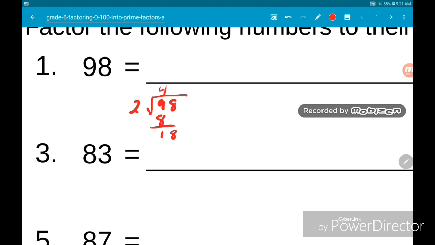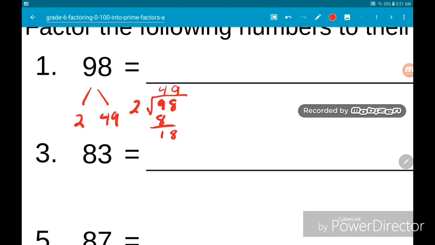That is 4, 5, 6, 7, 9. So if I take the number 98, the two factors are 2 and 49. If I multiply those two numbers together, I get 98.